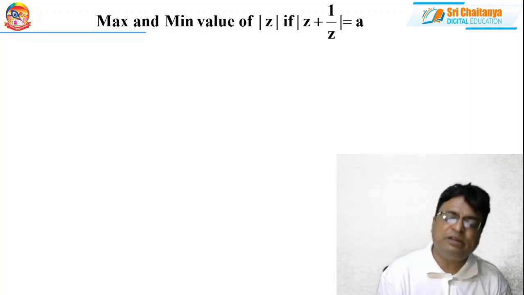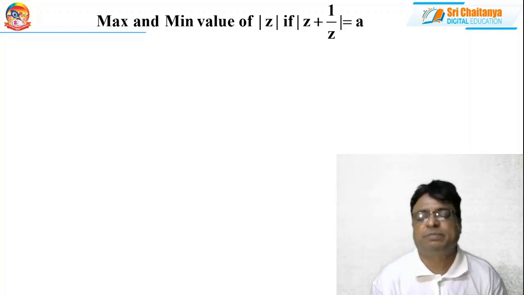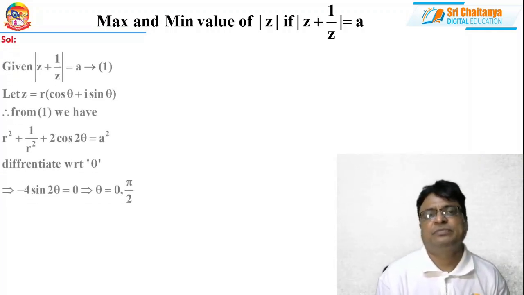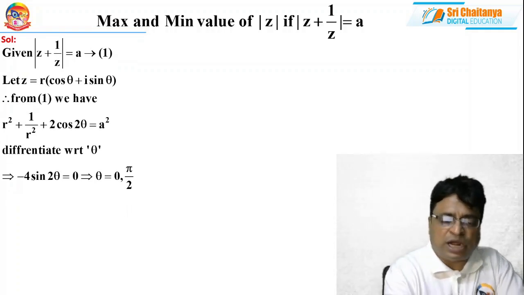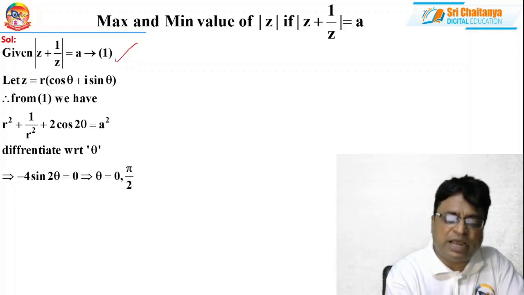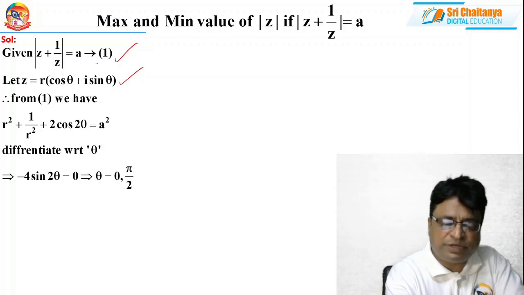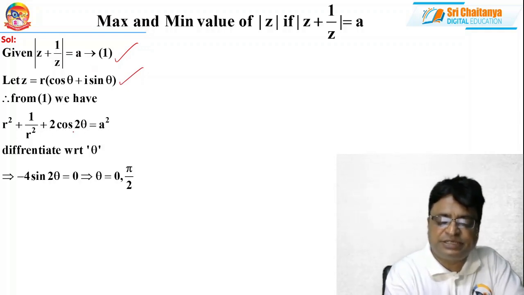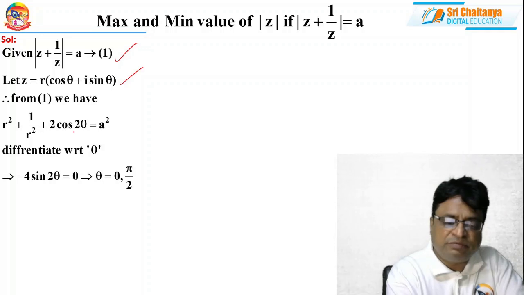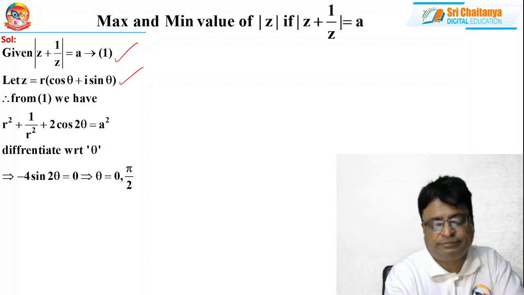So, for convenience, I am considering my z as r into cos theta plus i sin theta. I have considered this as my complex number, z is equal to r into cos theta plus i sin theta. Therefore, mod of z plus 1 by z is equal to a means this, I can get it. How? Because z is equal to r into cos theta plus i sin theta, and 1 by z is 1 by r into cos theta minus i sin theta.